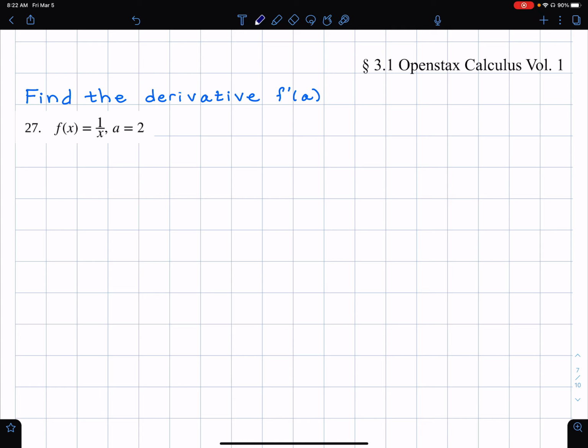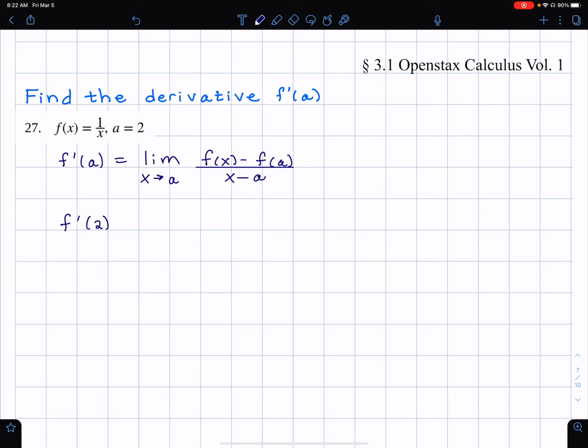Okay, in this problem from section 3.1 of OpenStax Calculus Volume 1, we are going to find the derivative of a function at a. We have different definitions of derivatives that we can use. I am going to use this one, that is f prime of a equals the limit as x approaches a of f of x minus f of a. Some people never want to use this. They want to use a different one. But for this problem, I'm going to use this. I think it's a little bit more direct.